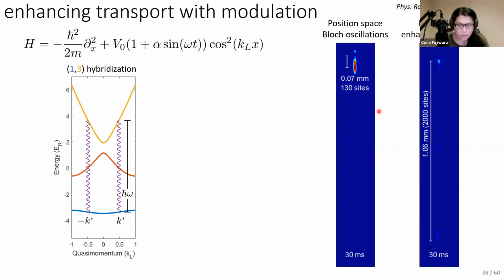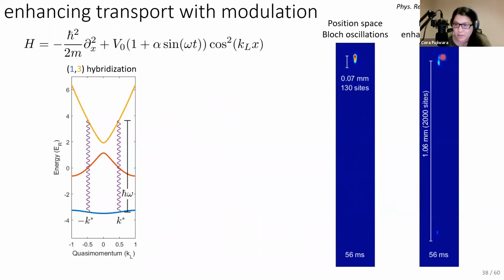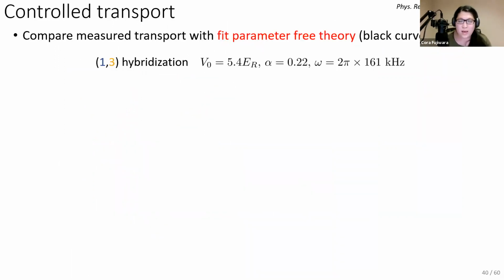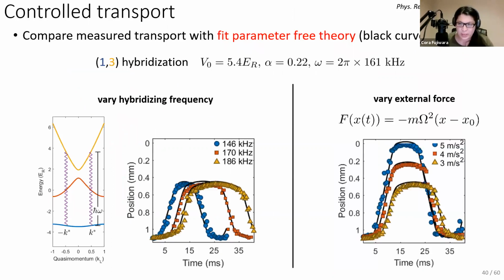So the way that you can understand this is that this perturbation is connecting these two different eigenstates, and through, say, time-dependent perturbation theory, you'll get some new eigenstates which commute with your time-dependent Hamiltonian. And your new states will have some excited band character and some ground band character, and conversely, some excited band character and ground band character at the center. So what you're seeing here is some sort of hybrid motion where sometimes it exhibits some ground band character, and other times it exhibits excited band character, which will greatly enhance its transport properties. We can then compare these oscillations with fit parameter free theory. We can vary the frequency or vary the force, and we see excellent agreement between our data and theoretical predictions. So again, we understand what's going on.